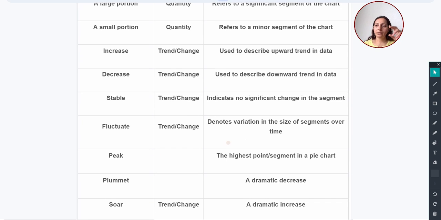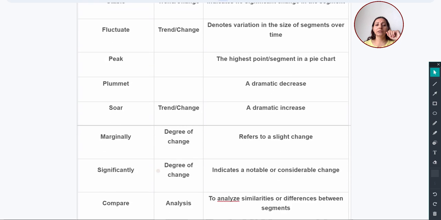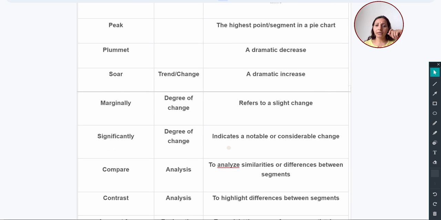Fluctuate: when fluctuation is there, it means sometimes it is going up from 50%, sometimes it is going down from 50%. I'm just taking 50% as an example. Plummet means a dramatic decrease. Soar, a dramatic increase. Marginally refers to a slight change. Significantly indicates a notable or considerable change.